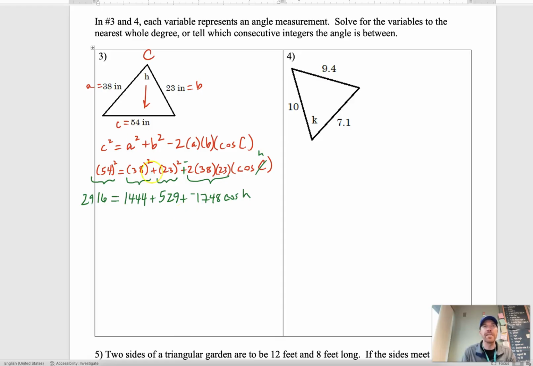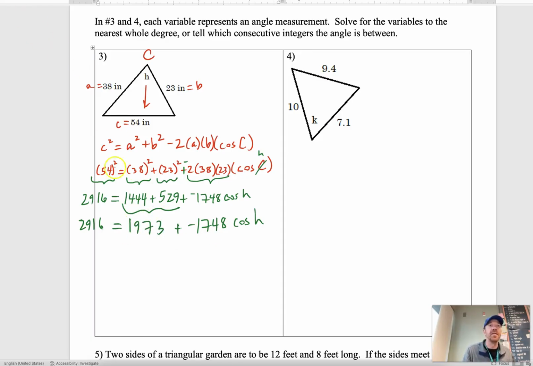But now the trick here is that we can combine that 1,444 and the 529, but this negative 1,748 is times the cosine. So think about order of operations. We're supposed to multiply that negative 1,700 whatever times the cosine before we do the addition or subtraction. So that's just going to stick around, and we're going to cancel this other thing here. So my cheat sheet tells me when we combine the 1,444 and the 529, we get 1,973.